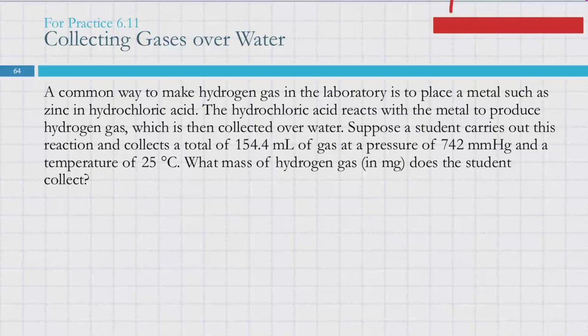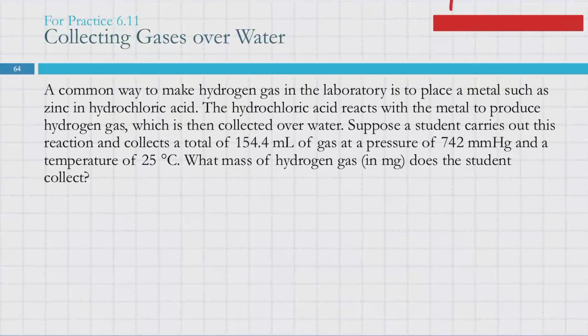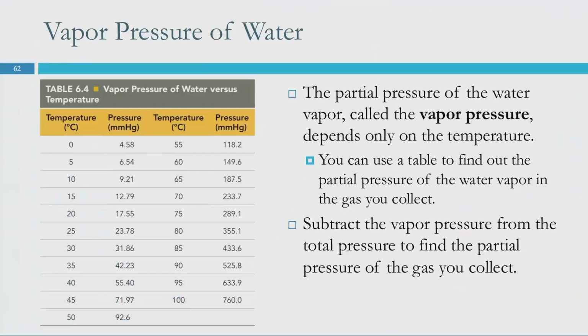You'll need the table from before, so I'll go pull that number for you real quick. Okay, so our pressure of water, I think it was 23.78. So looking at this table of vapor pressure of water, our temperature in degrees Celsius, and our pressure in millimeters mercury, or torr, we've got 25 degrees Celsius for our temperature, so our pressure is 23.78.